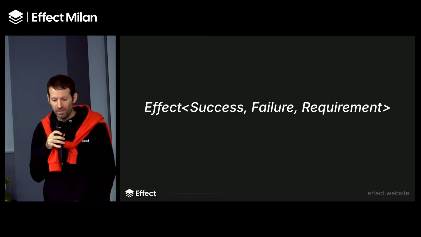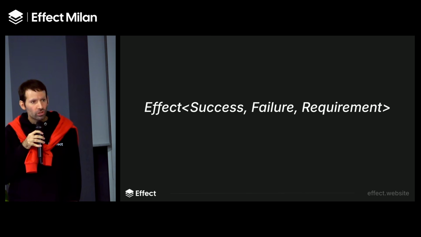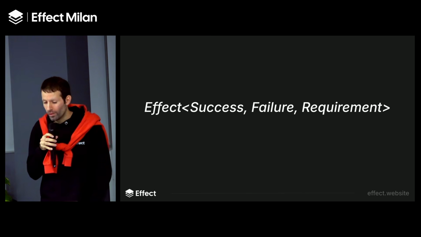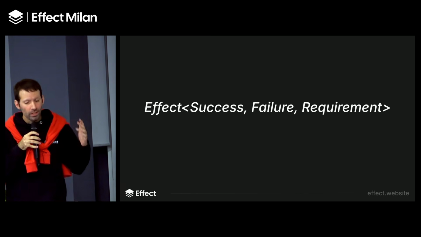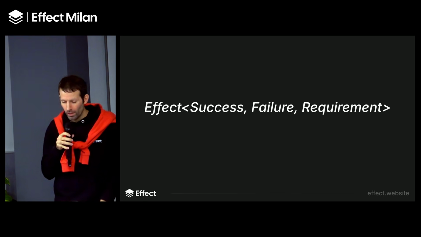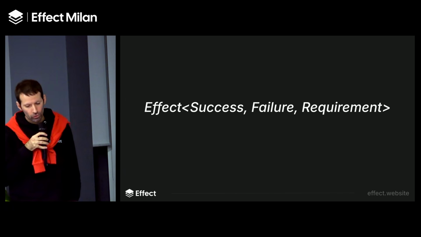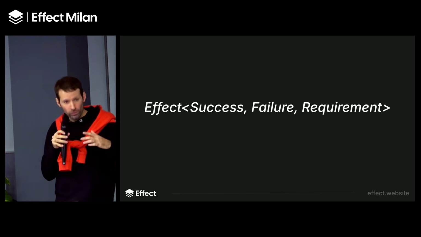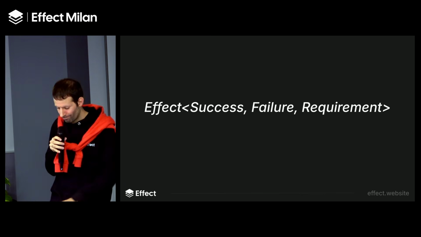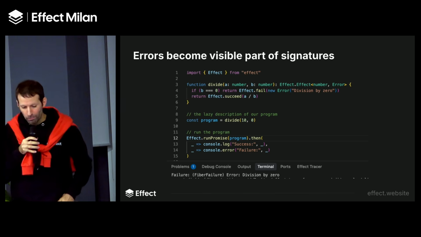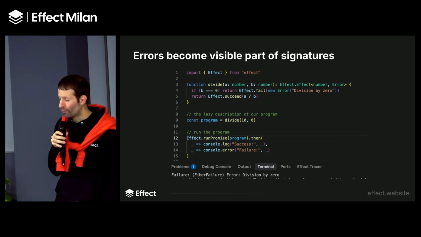An Effect is basically a lazily evaluated computation which describes how our program can succeed, how it can fail, and what requirements it needs in order to be executed. And other than that, Effect also provides structured and controlled concurrency primitives that allow you to build a robust application. So let's start by rewriting the same divide function we had before with Effect.